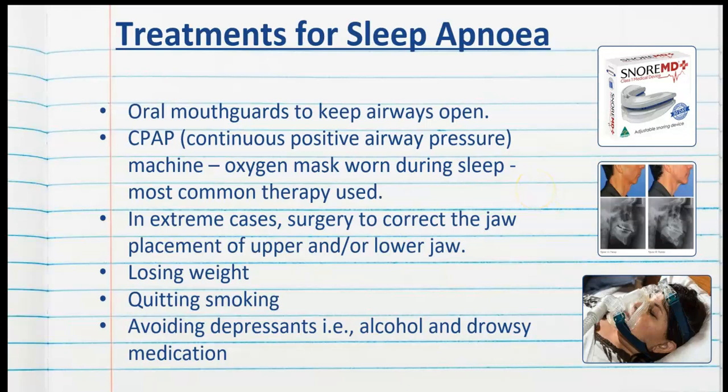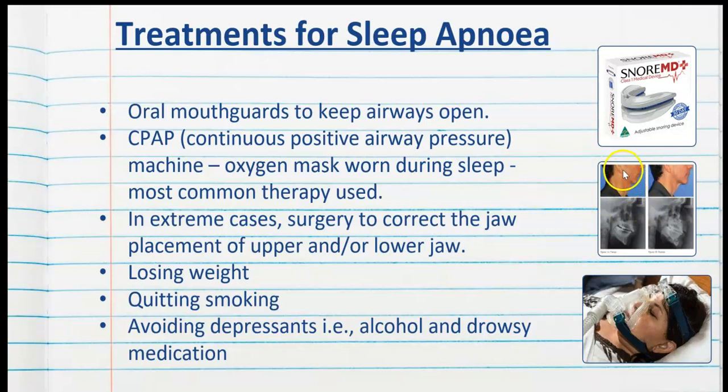So it will allow a person to go through the natural stages of sleep and the correct amount of sleep cycles so they can get their restorative sleep without having to be woken up constantly to resume breathing. In extreme cases of sleep apnea, surgery may be needed to correct the jaw placement of the upper and or lower jaw. So if someone has a very severe receding jawline, as we can see here, that will block the airway when they're on their back and cause them to stop breathing. So often a surgical procedure is the best recommended treatment.